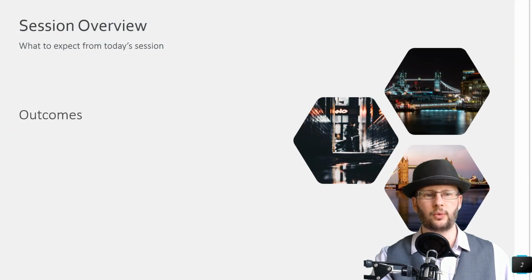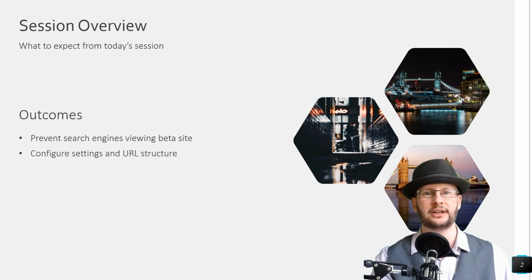In today's session, we're going to be doing a couple of things. Firstly, we'll be preventing search engines from accessing our beta site. That's our pre-launch site. We'll be configuring the URL structure and settings for WordPress, and we'll be installing the base website artwork ready for session 3.